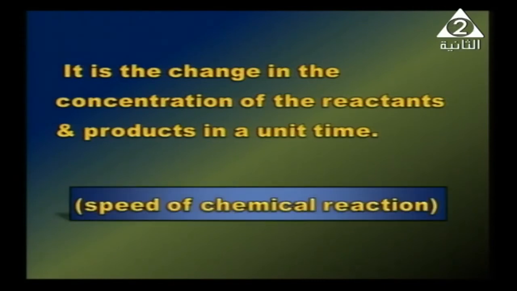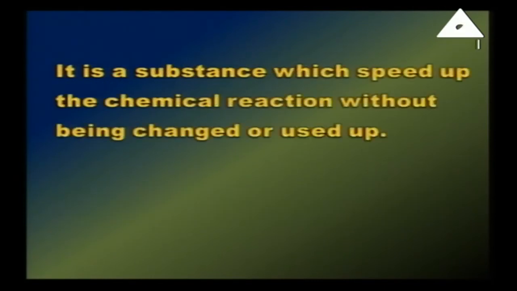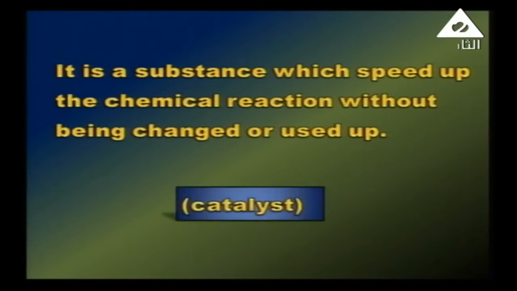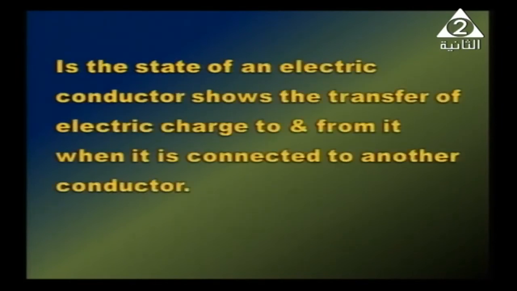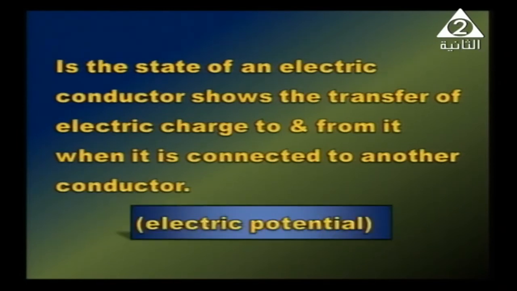The change in the concentration of the reactant and product in a unit time: speed of chemical reaction. The substance which speeds up the chemical reaction without being changed or used up: catalyst. The state of an electric conductor that shows the transference of electric charges to and from it when it is connected to another one: electric potential difference.